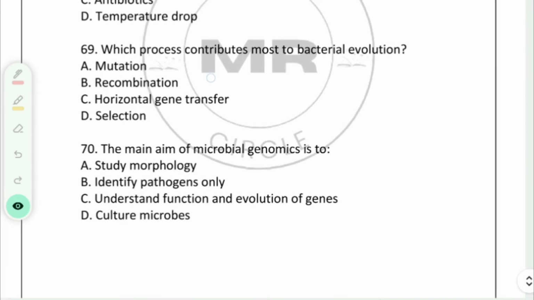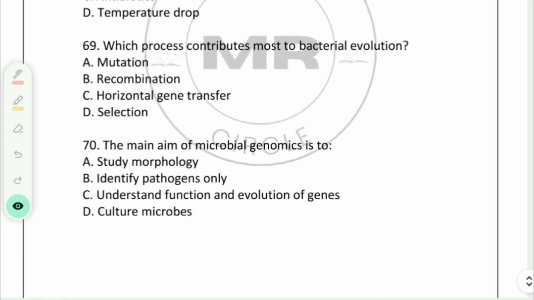Question number 69. Which process contributes most to bacterial evolution? Options are A, mutation. B, recombination. C, horizontal gene transfer. D, selection. So the correct answer for this question is option C, horizontal gene transfer.